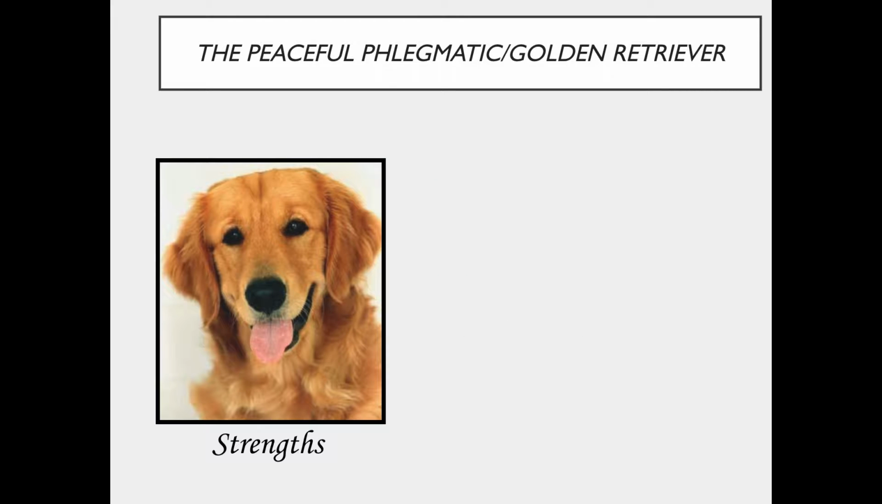Okay, so now we've had your lion who is your born leader. We have your beaver who organizes and is methodical. We have your otter who loves to play. Now we have your peaceful fanatic, your golden retriever. And if you can think of the characteristics of a golden retriever, they're pretty much exactly what you would think.